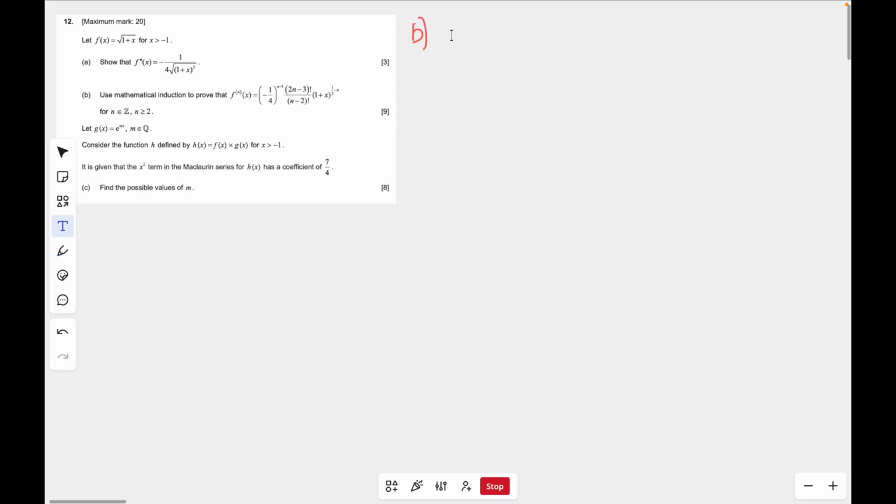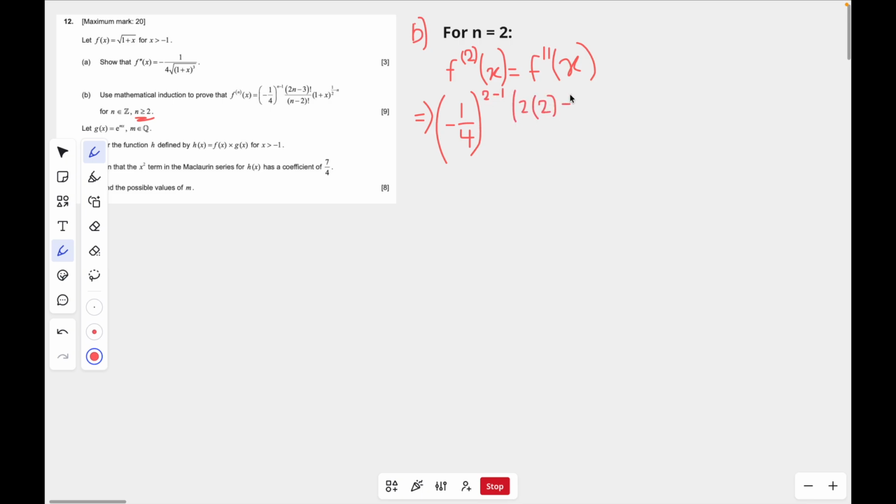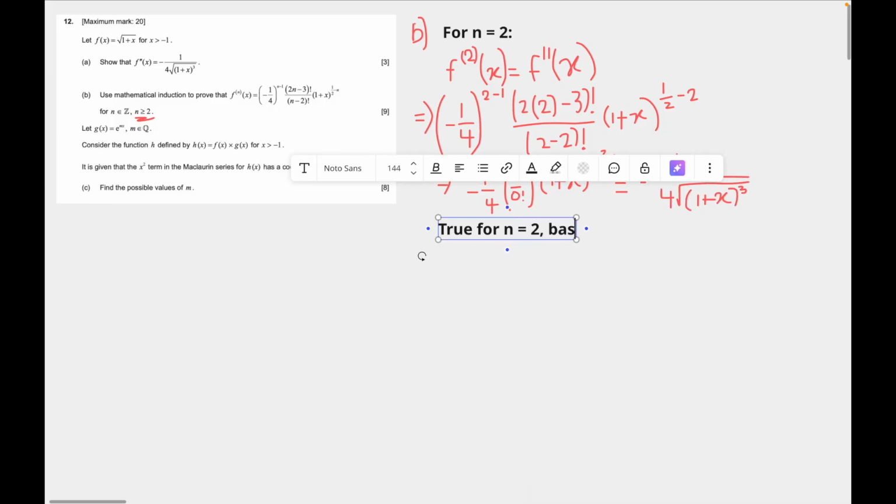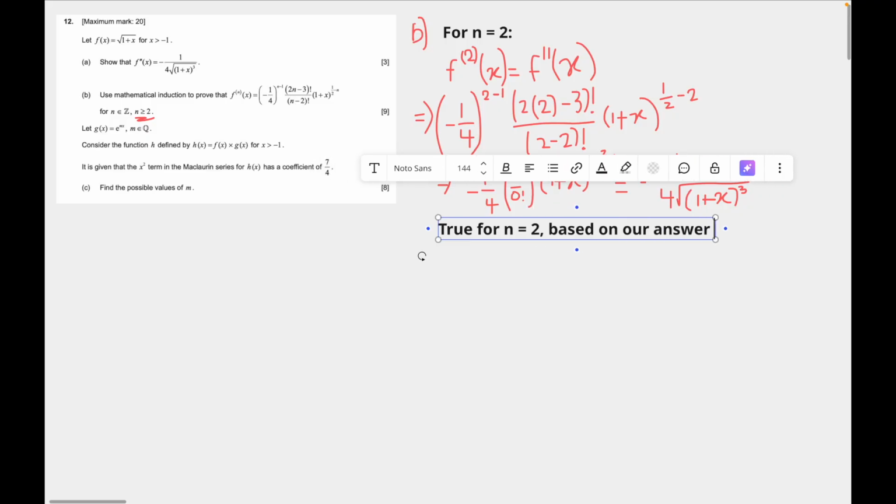Part B is about using mathematical induction to prove that the given formula holds true for all cases given that n is larger than 2. To start off, we test if the formula holds true when n equals 2. Substituting n equals 2 into the formula yields the second derivative of f of x to be negative 1 over 4 square root 1 plus x whole cubed, which we know is correct based on our calculation in Part A.